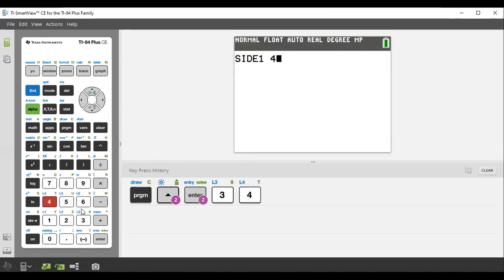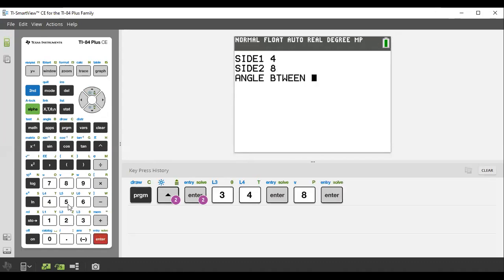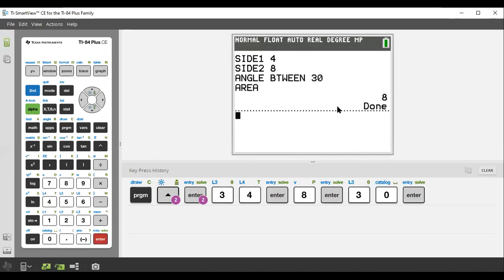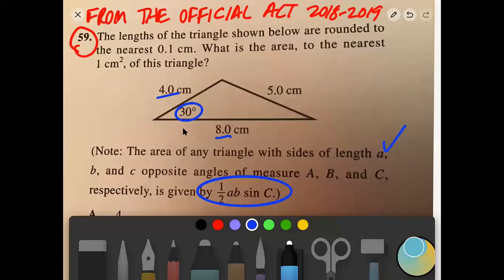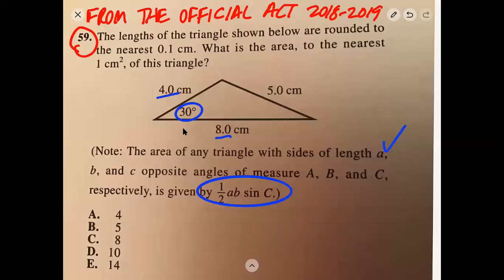Side 1 would be 4, side 2 would be 8, and the angle between them is 30. Once you do that, press enter. The answer is 8. So let's go back to the exam, and we would choose 8.